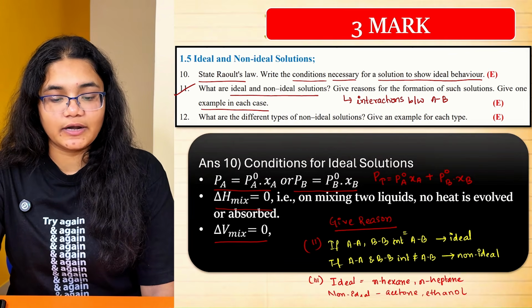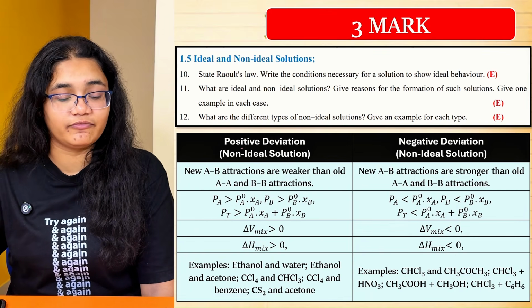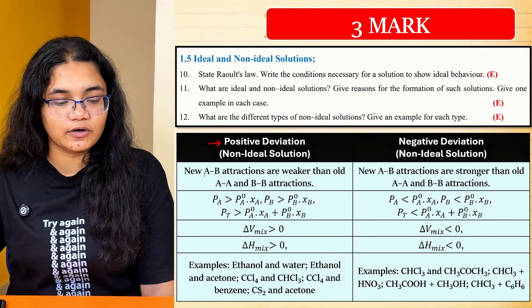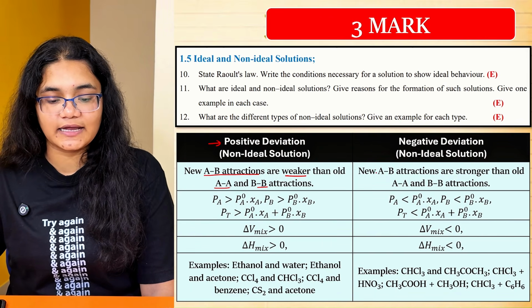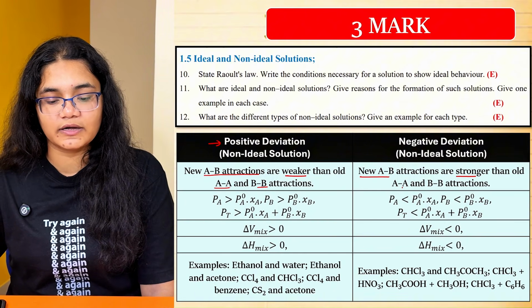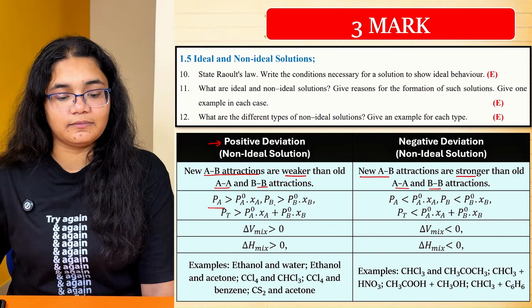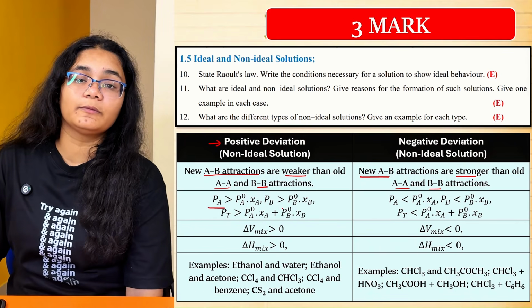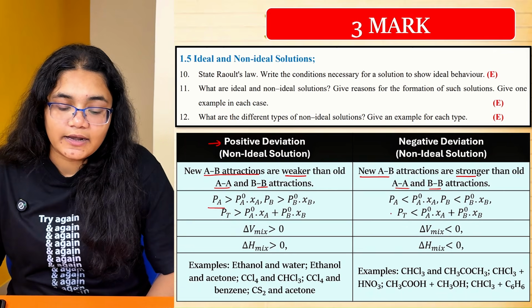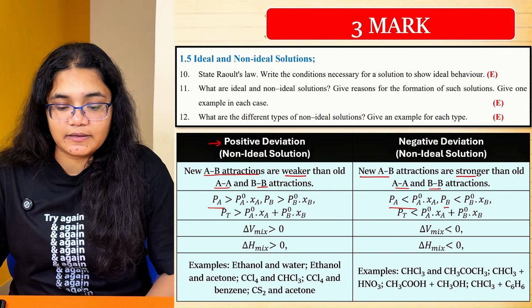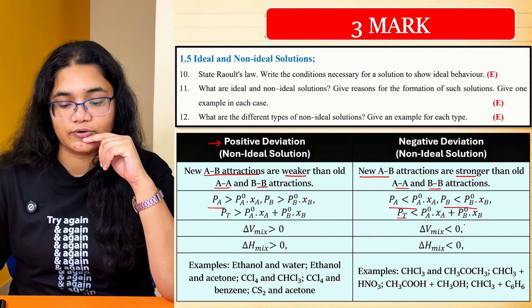Next, different types of non-ideal solution, that is positive deviation and negative deviation. That you have to write down very clearly. So positive deviation is what? The new AB interactions are weaker than AA-BB interactions. Whereas negative deviation, new AB interactions are stronger than AA-BB interactions. Here PA is greater than P naught A XA, PB is greater than P naught B XB, and the total pressure will be greater than P naught A XA plus P naught B XB. Next, here PA is less than P naught A XA, PB is less than P naught B XB, and the total pressure will be less than P naught A XA plus P naught B XB.